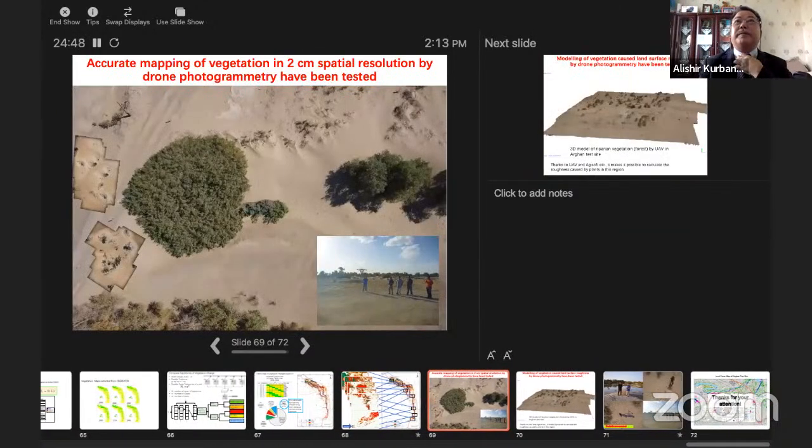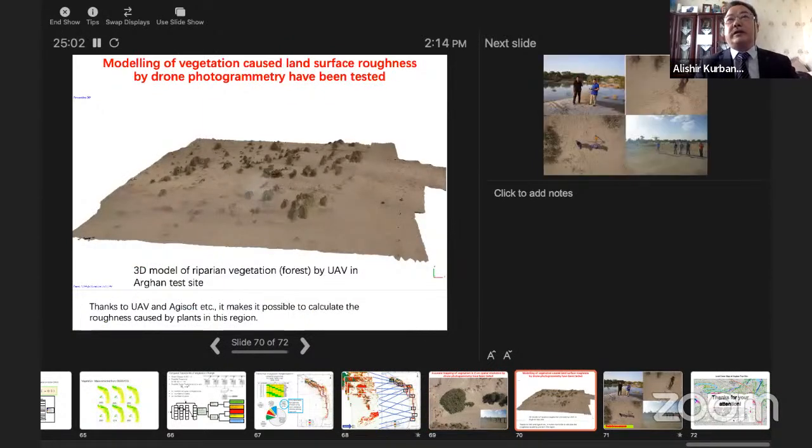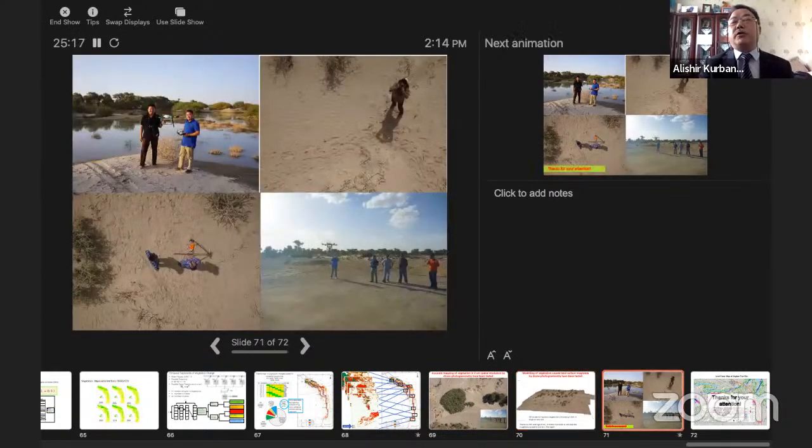And also now we have a UAV, and it makes it possible to have even centimeter spatial resolution in the photogrammetry of the vegetation. And then it makes it possible to build a 3D model of vegetation, and then test how the roughness was changed by the vegetation and how it affected reducing the wind speed for protecting the surface soil.